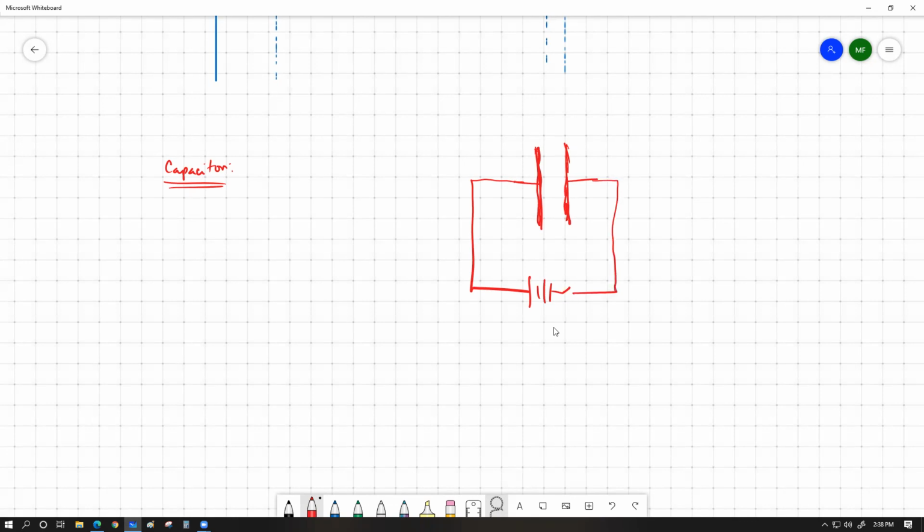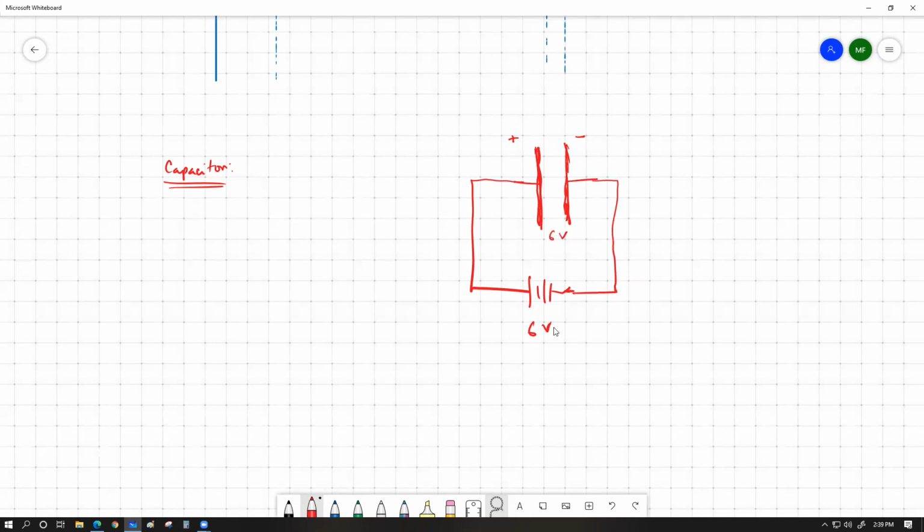So when the switch is open and both of the plates are perfectly neutral, there is no charge stored within them. The moment I close the switch, this plate will become positively charged, this plate will become negatively charged. So let's say the EMF of the battery is 6 volt, then after a small amount of time for the charging, after the charge duration, the capacitor plates will also be at a voltage difference of 6 volt.